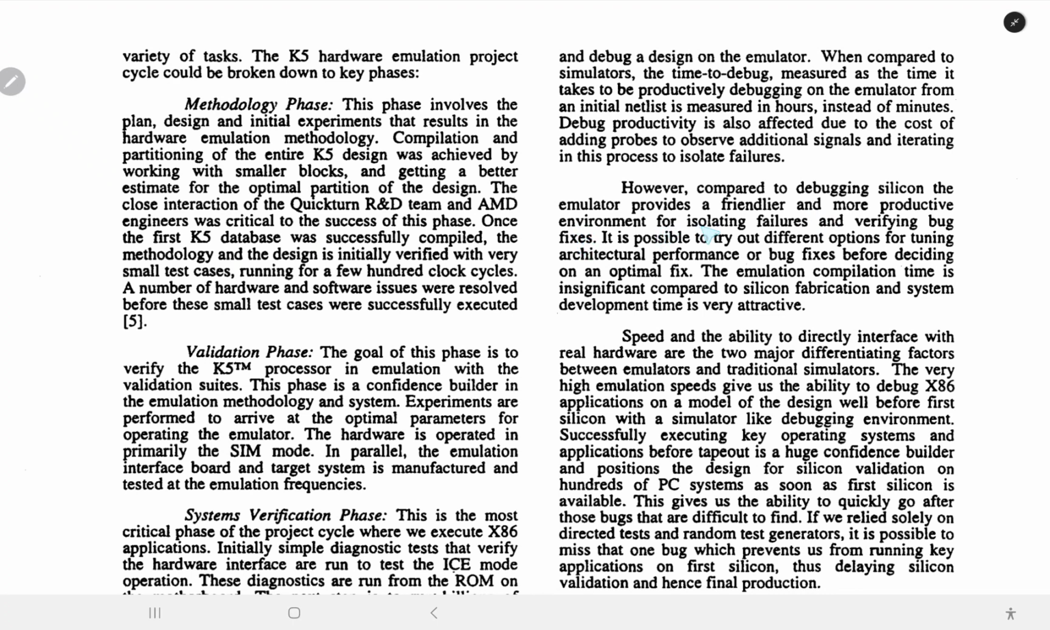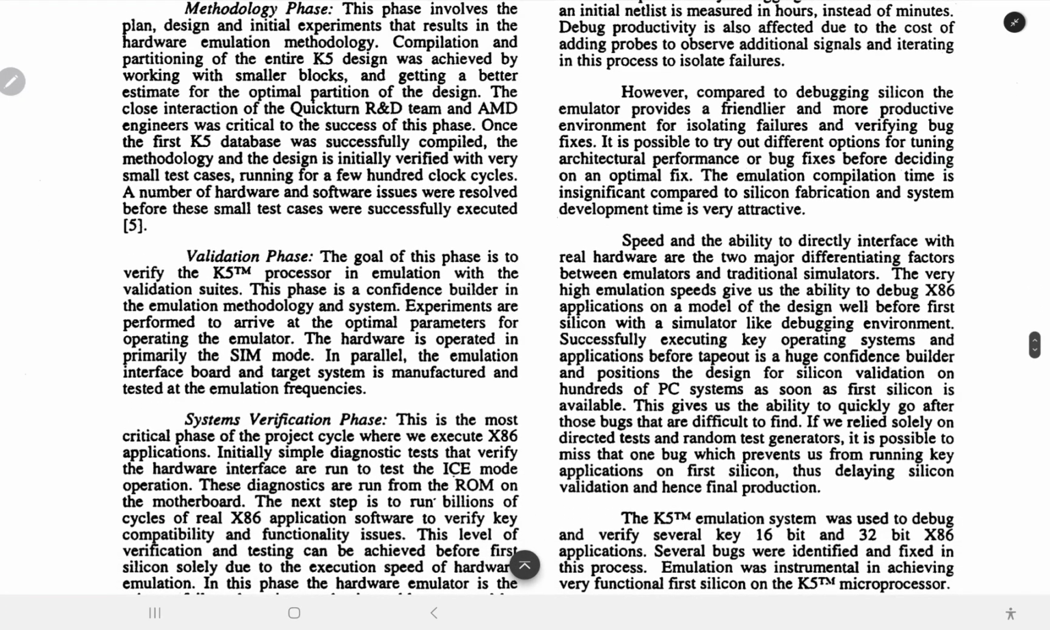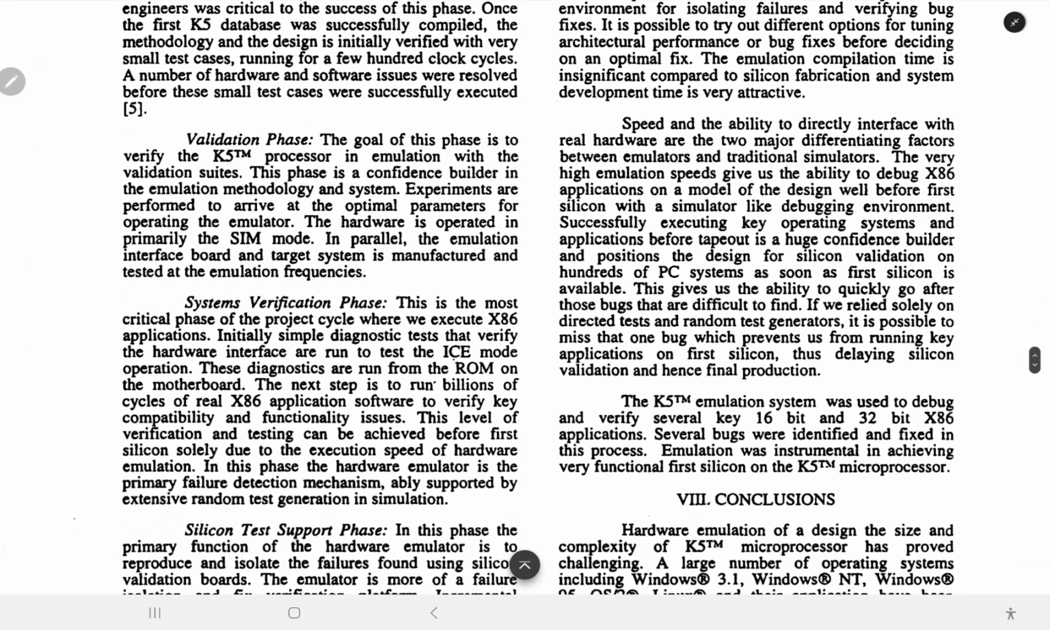It is possible to try out different options for tuning architecture performance or bug fixes before deciding on an optimal fix. The emulation compilation time is insignificant compared to silicon fabrication, and the system development time is very attractive. Speed and the ability to directly interface with the real hardware are the two major differentiating factors between emulators and traditional simulators.